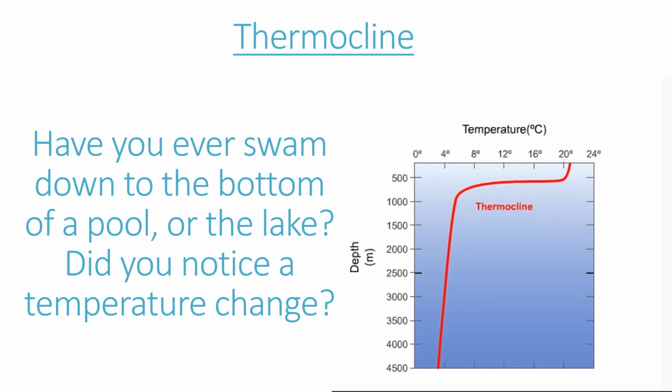In the graph, you can see how the temperature here at the top, where the water is shallow, at 500 meters, the water is warm. But once you go below that 500 meters, you can see that the temperature is dropping drastically.